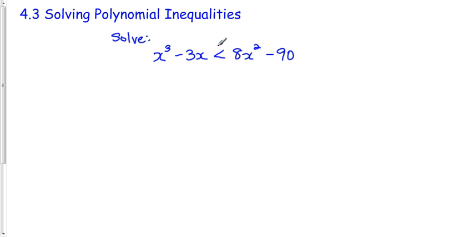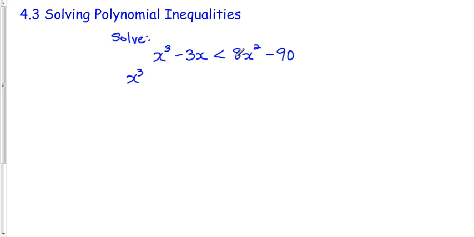So here we have an inequality rather than an equation because there's a less than sign rather than an equal sign. So we have these two polynomials, one on each side. The first step is we have to bring everything over to one side. So we end up getting x cubed.